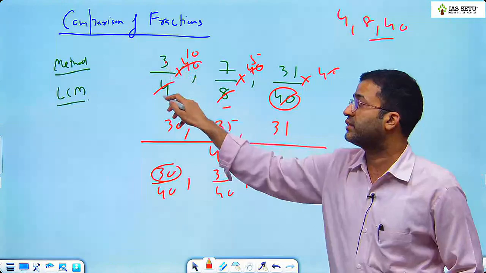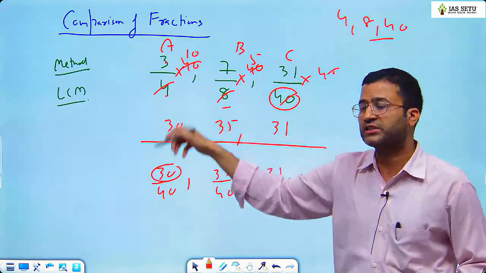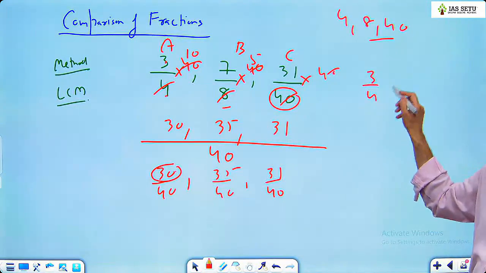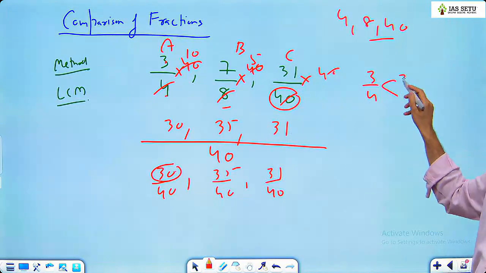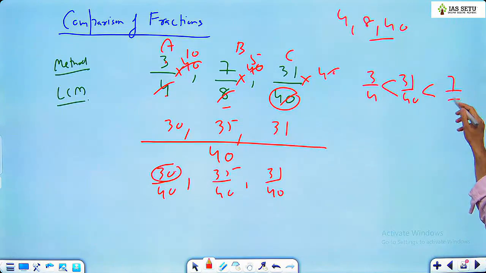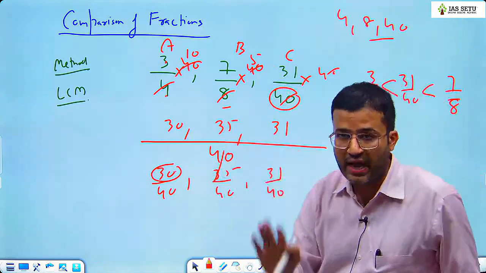So if we call them A, B, C, तो A fraction is the smallest. तो ये वाला fraction सबसे छोटा है. 3/4 is smaller than this. 31/40 is smaller than 7/8. 7/8 is the largest. But I tell you, this method is time consuming.